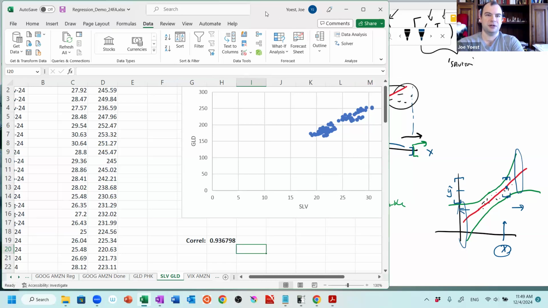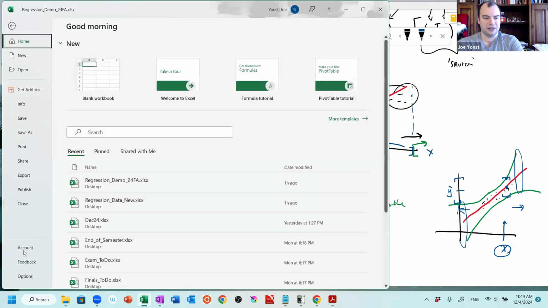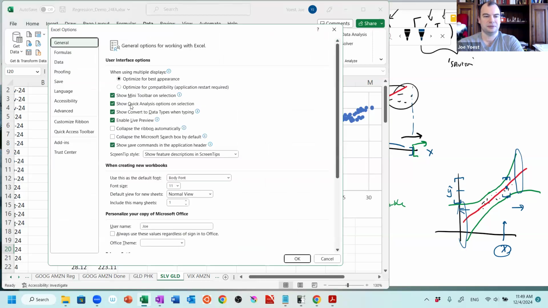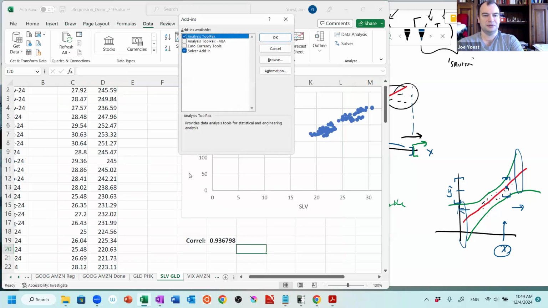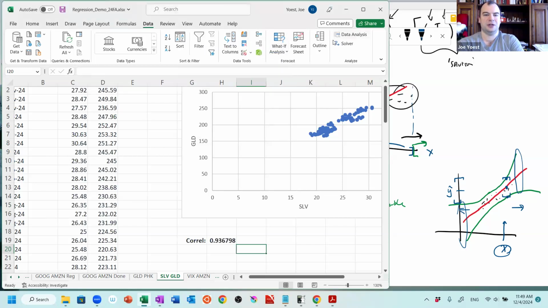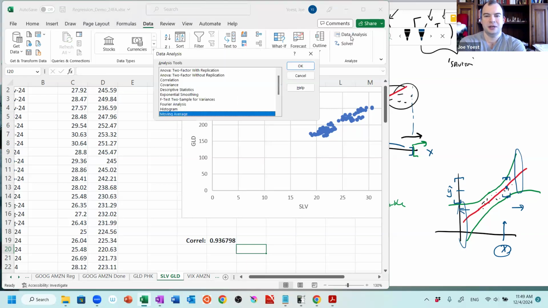You should have this from before in the course when we did a couple of things with histograms and one-variable stats, but just in case you don't, go to File and Options. In the Excel Options here, there is Add-ins. We go down to the bottom, Manage Excel Add-ins, hit Go, and make sure your Analysis ToolPak is added in. If it's not, check the box, hit OK. It'll take a couple of seconds and then it'll pop up here in this Data tab. So we go to Data Analysis.